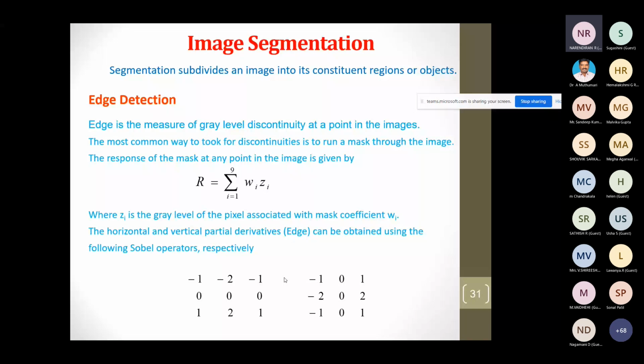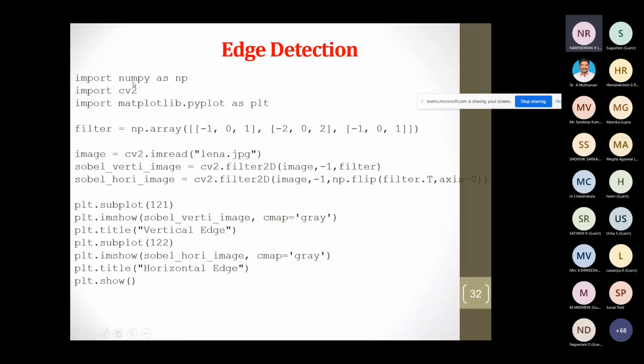These packages are known to you. I have initialized the array: -1, 0, 1 is the first row, -2, 0, 2 is the second row, and -1, 0, 1 is the third row. This is the second array I have initialized, and I am applying it to find the vertical edges. So I call the filter function with the image, -1, and the filter. The filter I have given here is the vertical filter. Then the second one is the transpose of that filter, filter.T, applied here, and you get the other output. Once you read the image, apply the vertical filter, apply the horizontal filter, and show the output on the screen.